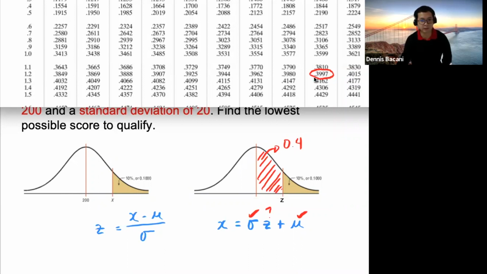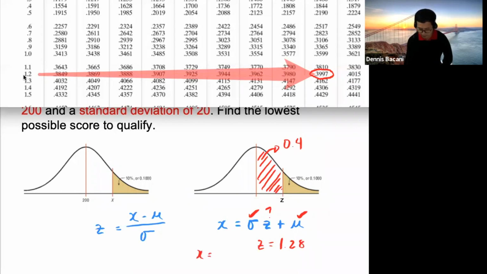So what is the corresponding z value here? What is this one? It is 1.2. So this is 1.2, 1.21, 22, 23, 24, 25, 26, 27, 28. Okay. So therefore, the z value in this case is equal to 1.28.